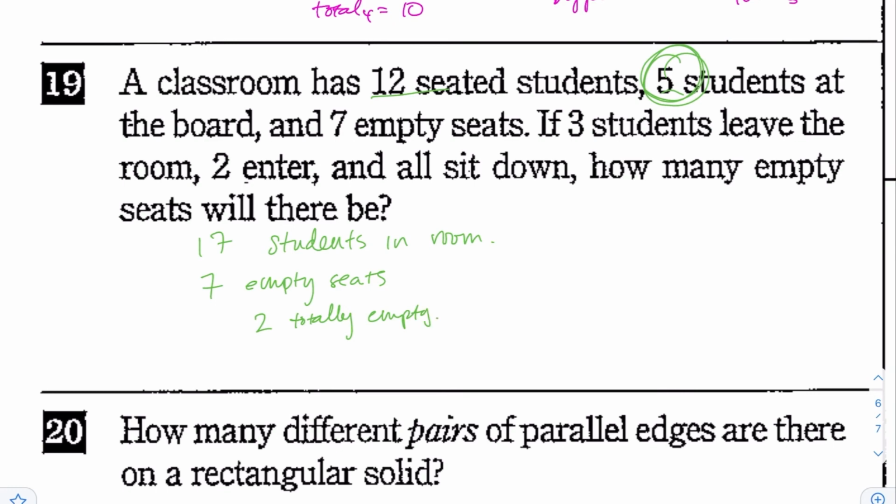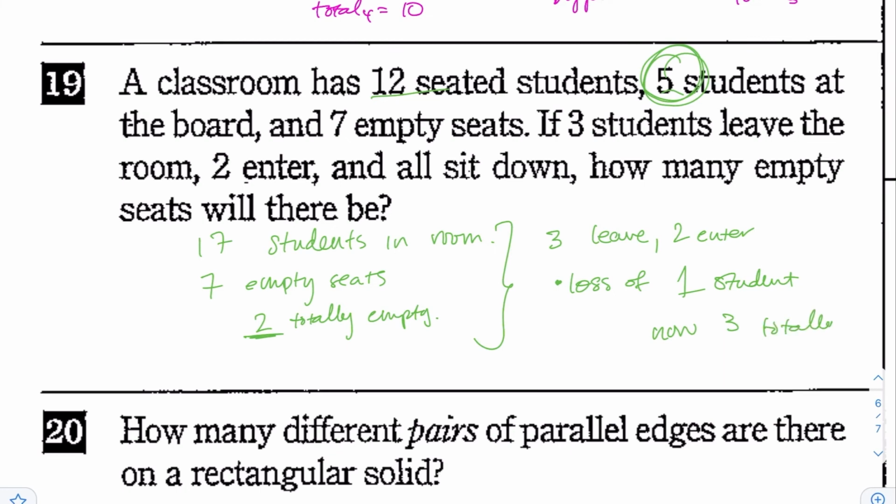Now 3 students will leave the room and 2 enter. So if 3 students leave and 2 enter, that means that there's a net loss of 1 student, because you have more people leaving than entering. So if you lose 1 student, right now you have 2 total empty seats. You'll now have 3 totally empty seats. So the answer here is going to be 3.